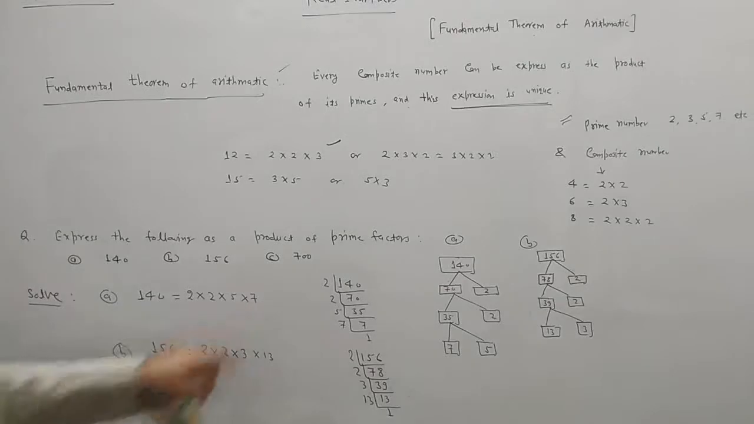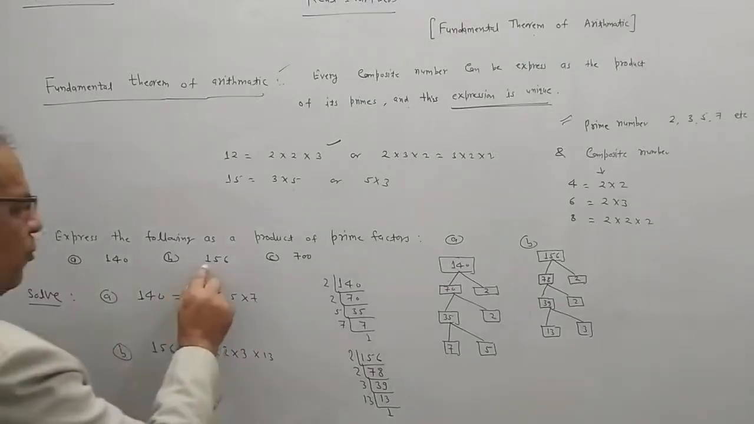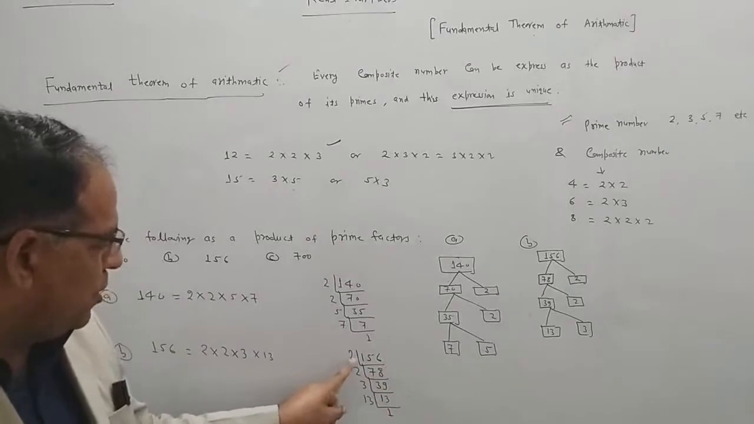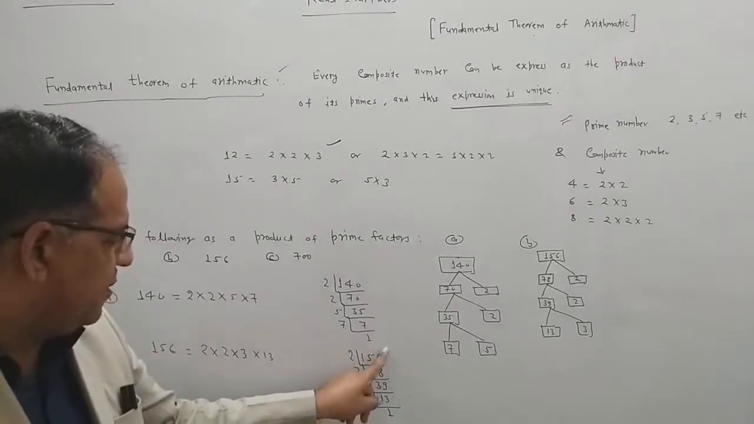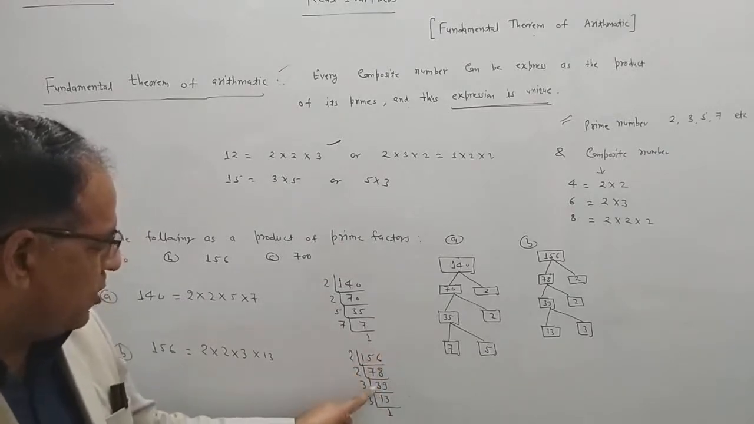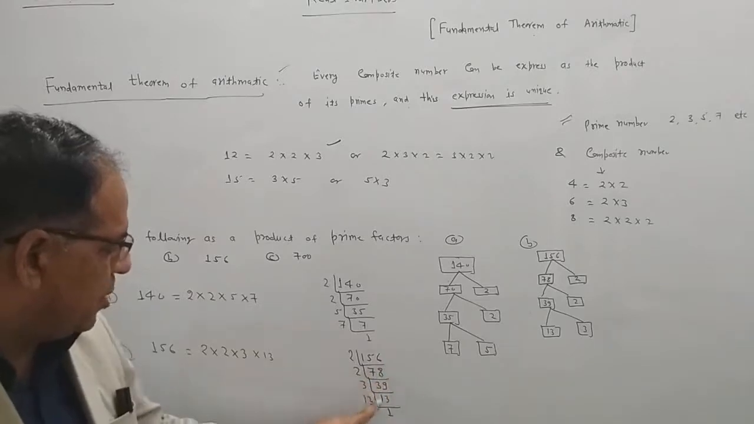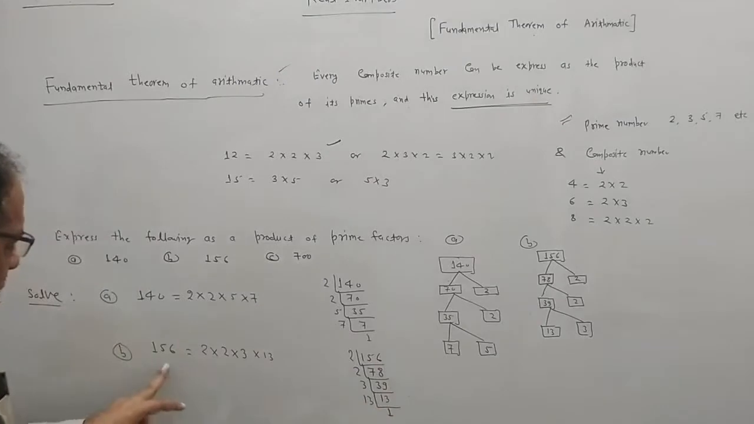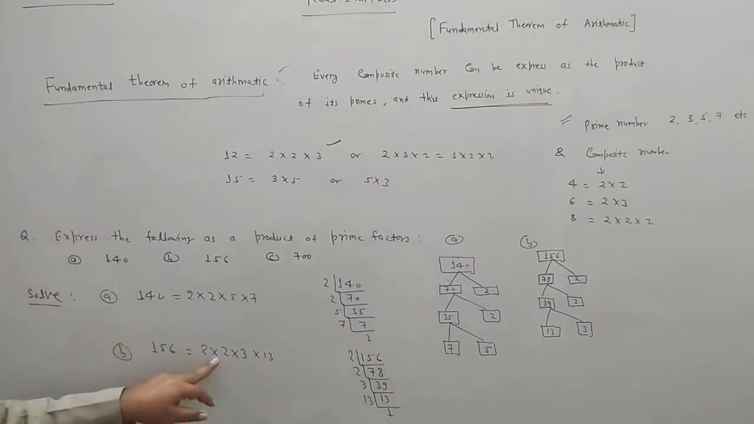Just like that, in the second problem, 156. 156 can be split: 2 times 78 is 156. Again 2 times 39 is 78, 3 times 13 is 39, and 13 times 1 is 13. So 156 can be expressed as 2 into 2 into 3 into 13.